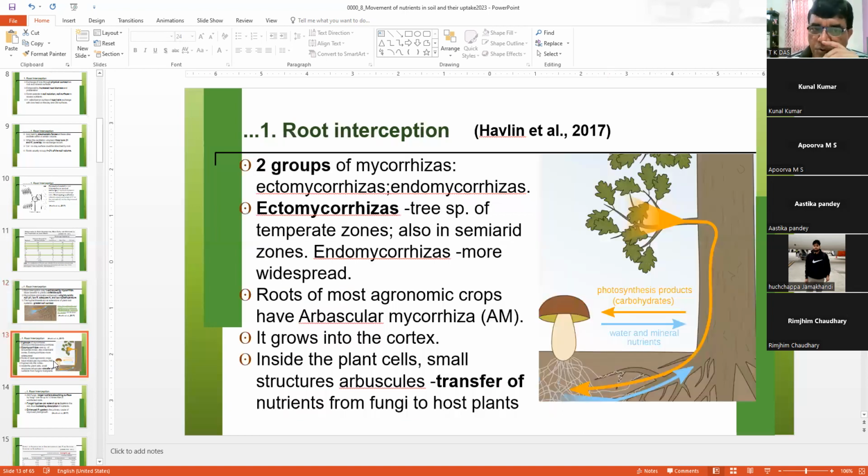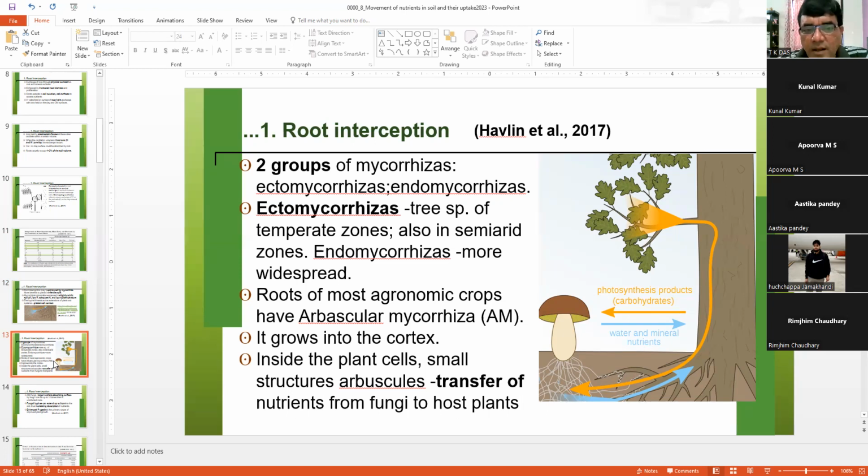So you can see there are two groups of mycorrhizas, ectomycorrhiza and endomycorrhiza. Ectomycorrhizas are mostly in tree species, mostly in the temperate zone. Also in the semi-arid zone, endomycorrhizas are more widespread. Most of our field crops have endomycorrhizas, and temperate trees have ectomycorrhizas.